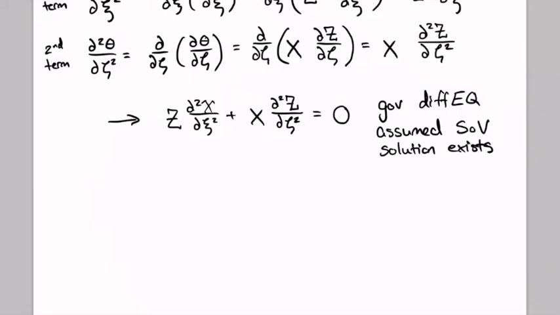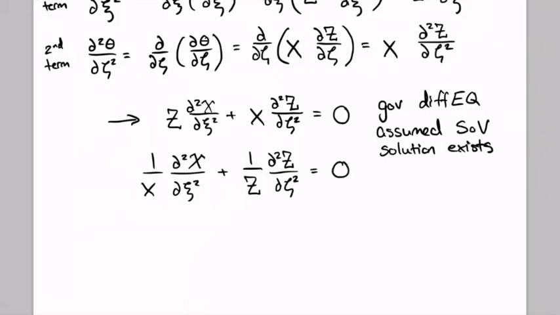It still has a second order term with respect to X and a second order term with respect to capital Z. But because it's a separation of variables formulation, we think that we can separate out those two dependencies. And it is actually quite straightforward to do this. Divide both sides by X and Z. And so in this form, we've lumped all of the c dependence into this term and all of the zeta dependence into this term.